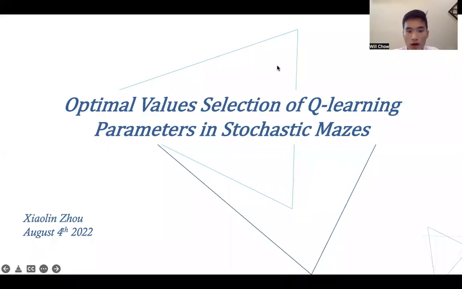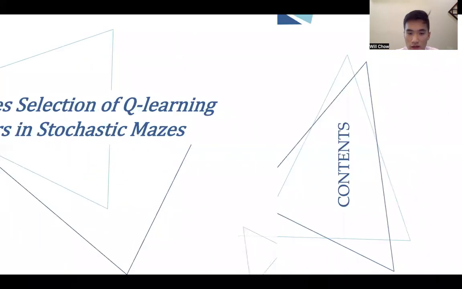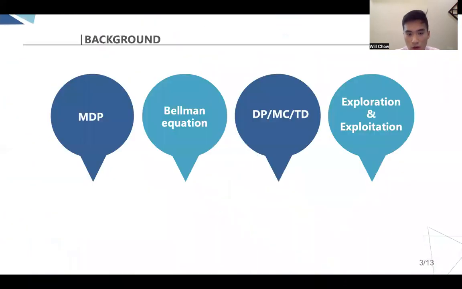Hello, everyone. I will be discussing optimum value selection of Q-learning parameters in stochastic mazes in the following aspects. Well, first of all, let me give a brief introduction about Q-learning. The theoretical foundation of Q-learning algorithm includes MDP and Bellman equation.